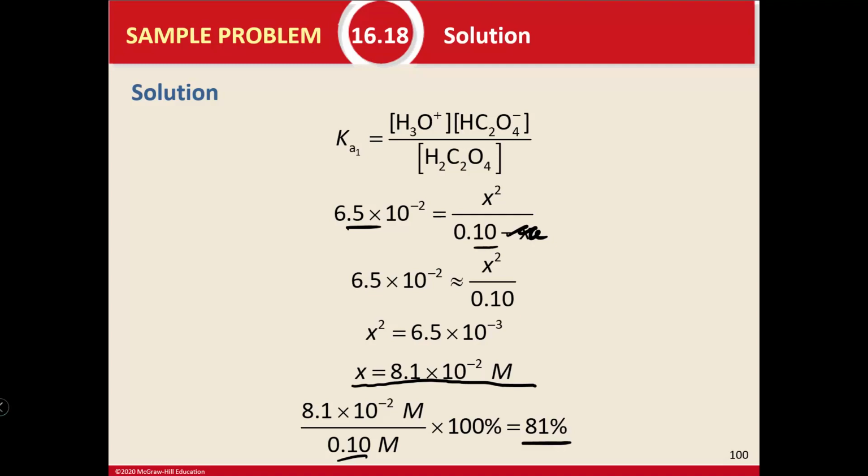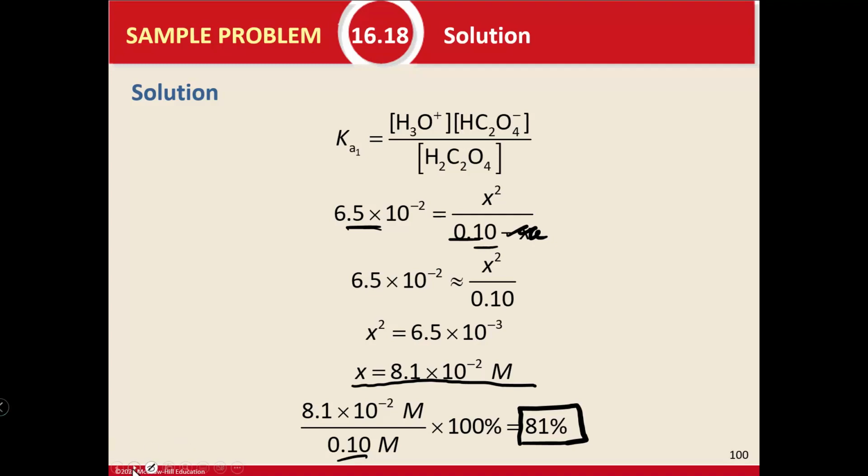You go, oh, what does that mean? Remember, if it's 5% or greater, you can't do the approximation. Again, if your ionization is 5% or greater, then you can't do the approximation. This is 81%. And you could tell that was going to happen because this is 1 times 10 to the negative 1, and this is 6.5 times 10 to the negative 2. There's not a big enough separation there.